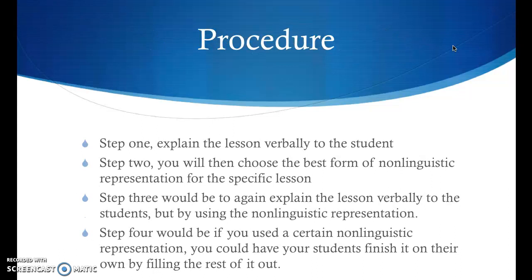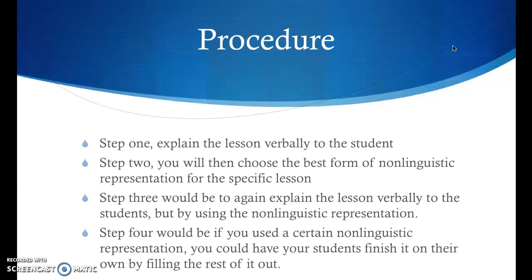So the procedure. Step one would be to explain the lesson verbally to the student. You wouldn't just fully go into detail with this step. You just kind of give the student a little snippet or look into what we're about to learn. Then step two, you would choose the best form of non-linguistic representation for that specific lesson. Other lessons are going to need different ones, so you got to pick the specific one just for this lesson.